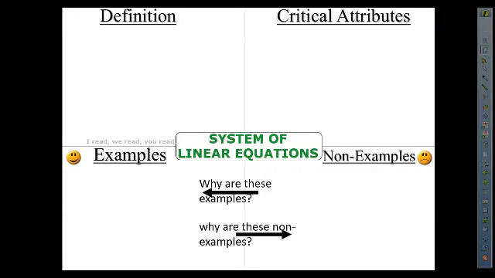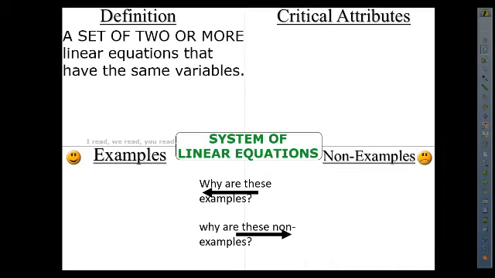So, let's see how you did with the definition. Definition for system of linear equations. It should say the set of two or more linear equations that have the same variable. Hands up if you got that. Good. Okay, not bad.